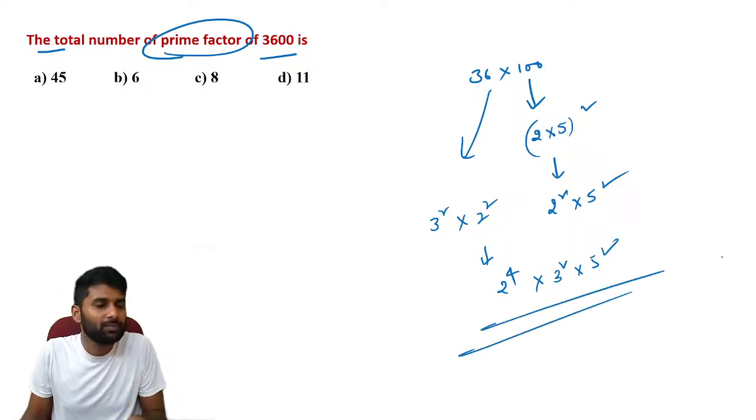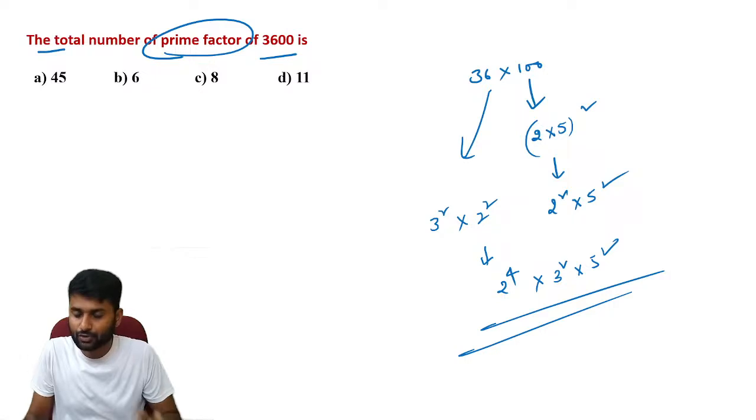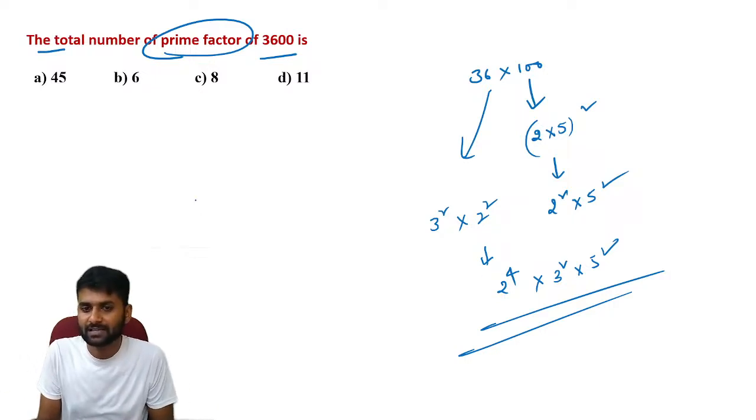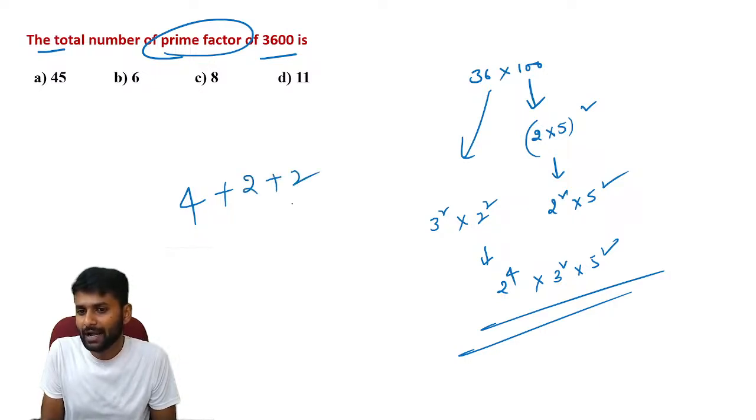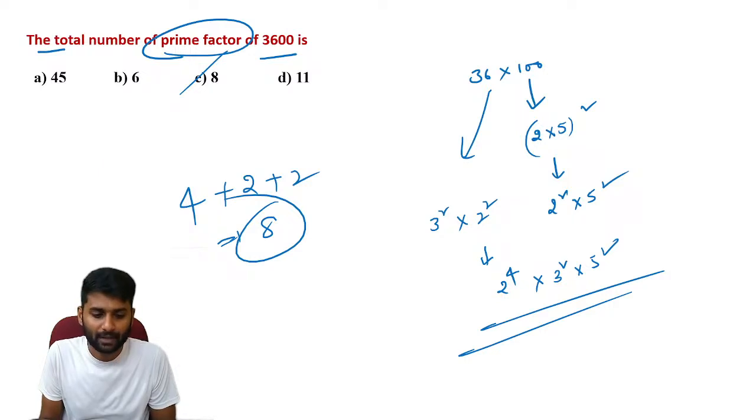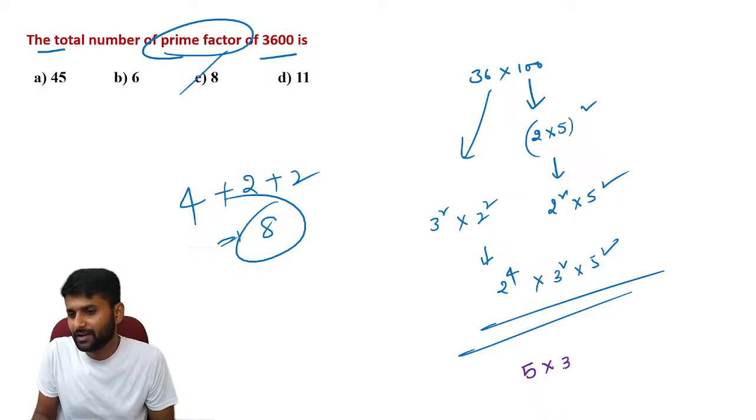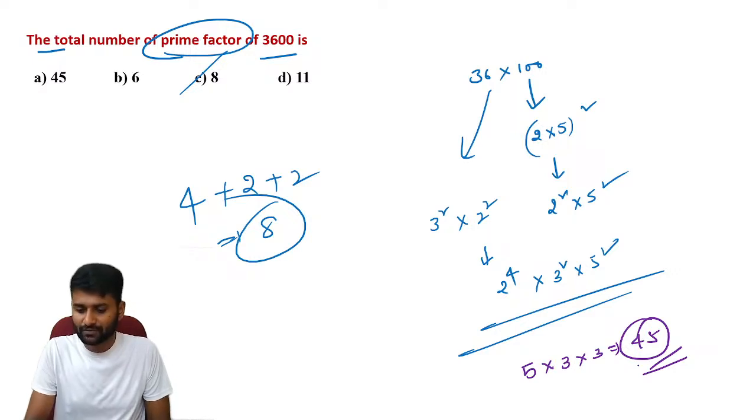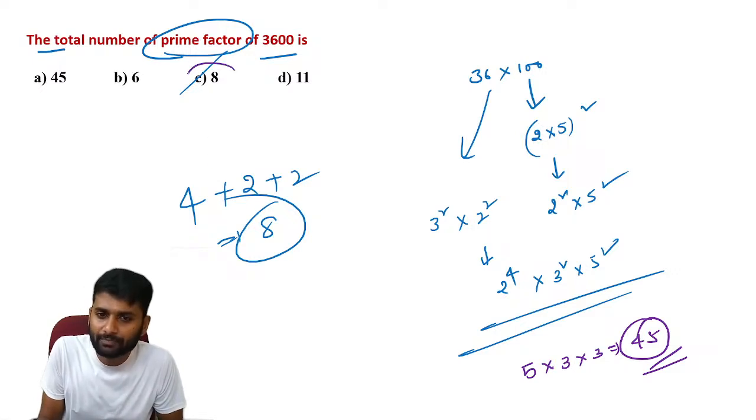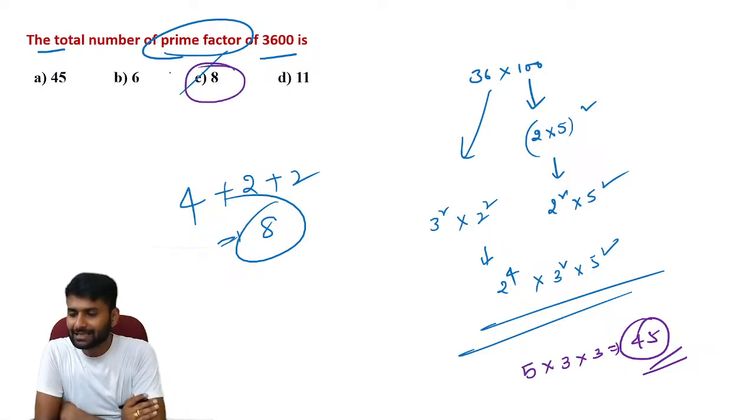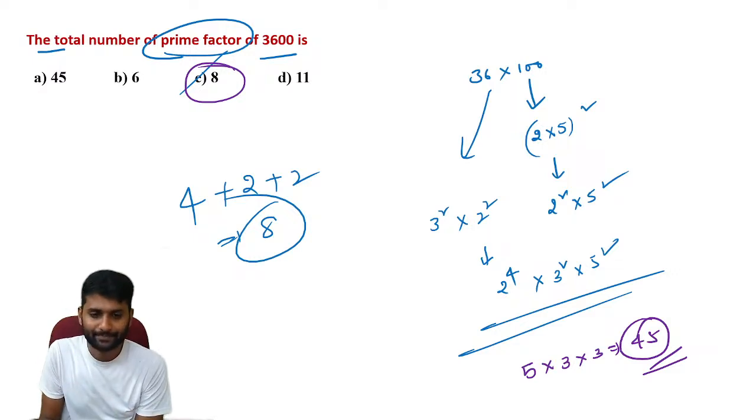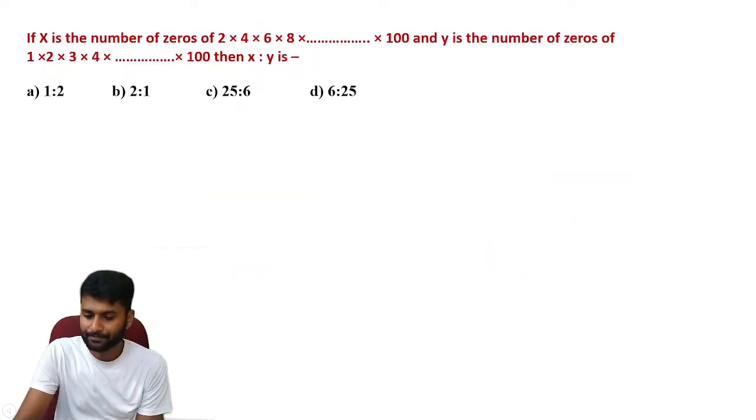But here the question is all about prime factors, not total factors. The total factors question is different from the prime factors. Here, prime factors means it's all about the powers. Here we have 4, 2 and 2, and the sum becomes 8. But if the question is related to the number of factors, it means 5 into 3 into 3, so the answer is 45. See the difference in the question. We need the number of factors or the number of prime factors only. So the number of prime factors in 3600 is 8. Just check the difference.